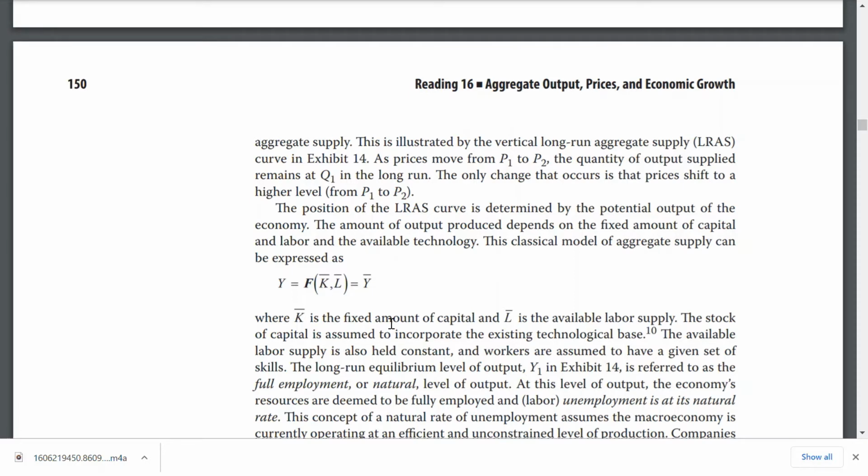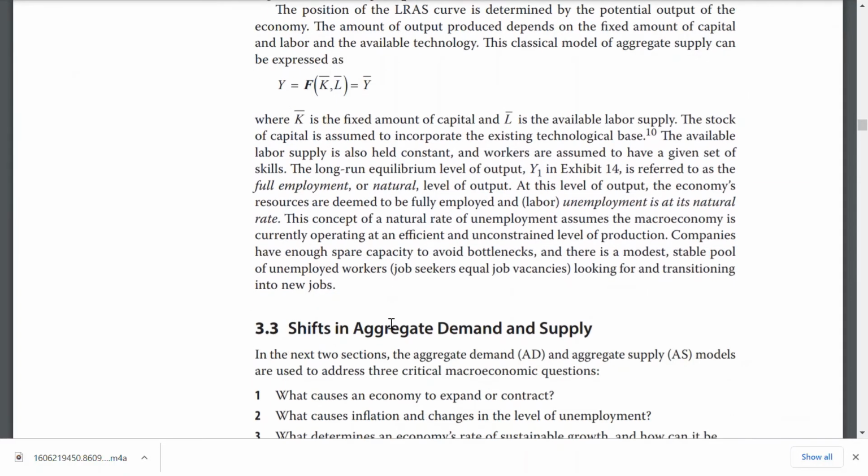The position of LRAS is determined by the potential output of the economy. The amount of output produced depends on the fixed amount of capital and labor and the available technology. The classical model of aggregate supply can be expressed as such, where K bar is the fixed amount of capital and L bar is the available labor supply. The stock of capital is assumed to incorporate the existing technological base. The available labor supply is also held constant. The workers are assumed to have a given set of skills.